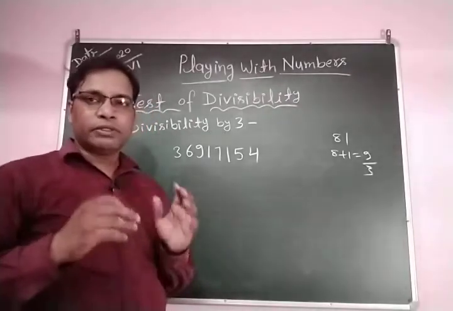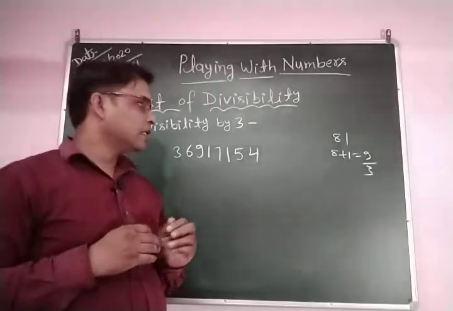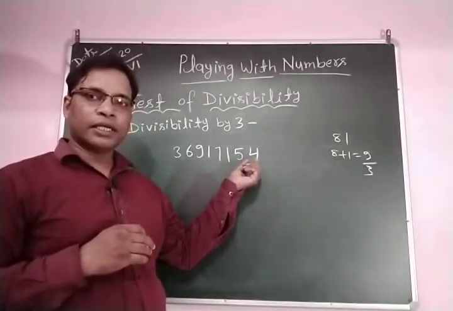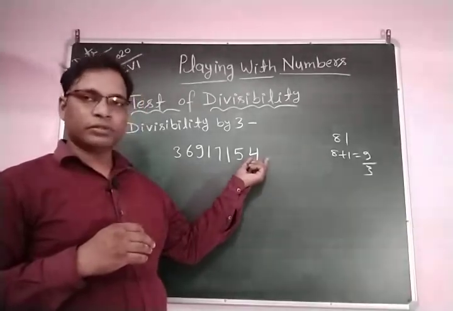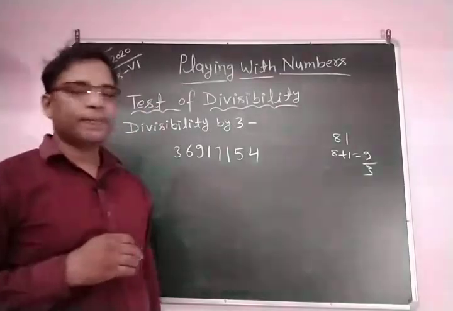And what is the divisibility test of 10? The divisibility test of 10 is that if a number is divisible by 10, its last digit is 0. So here you can see the last digit is not 0, this is 4. So this is not divisible by 10.